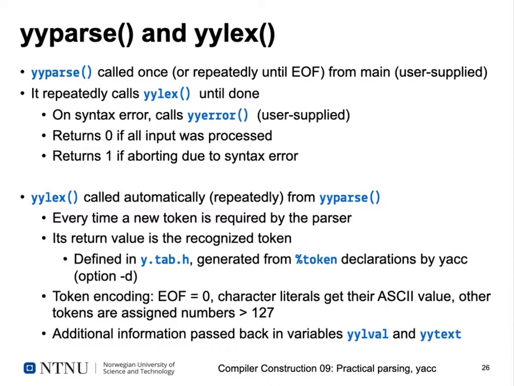So yylex in turn is called automatically, repeatedly from yyparse, every time a new token is required by the parser. And the return value of yylex is a recognized token, which, as we've seen, is defined in y.tab.h and generated from the yacc file token declarations using the -d option on the command line. There are special token encodings, as we've already seen. There's an end of file, which just has the value 0. Character literals, like a semicolon or brackets, get their ASCII value. And other tokens are assigned numbers larger than 127. And we've also seen additional information is passed back from lex to yacc using yylval, the value, and the yytext variable, the string of our current token.